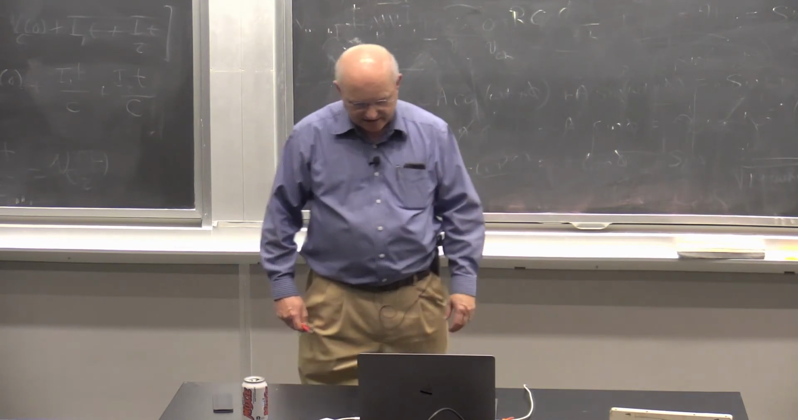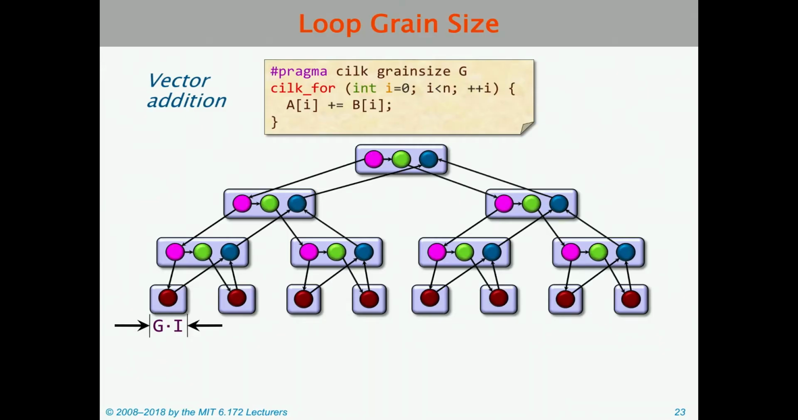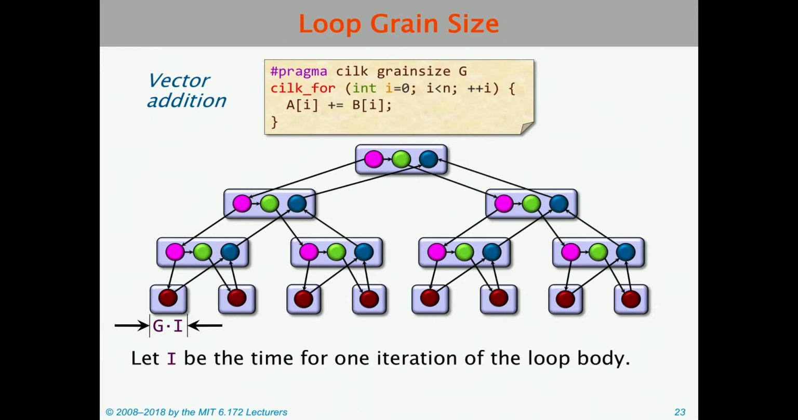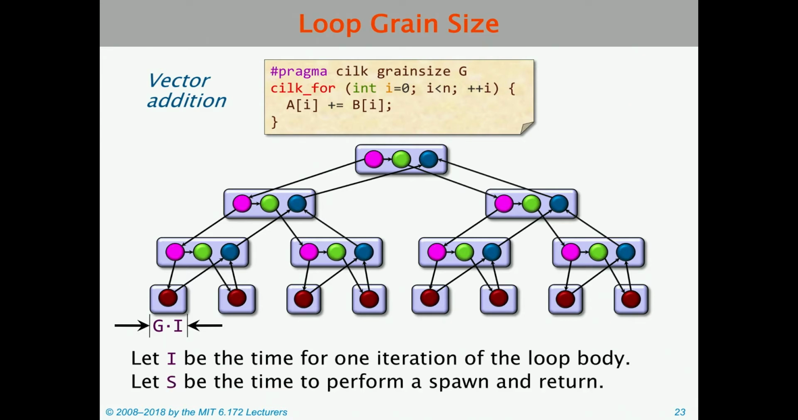So let's analyze this a little bit. Let's let I be the time for one iteration of the loop body. Okay, so this is I for iteration, of this particular loop body. So basically, the cost of those three memory operations plus an add. Okay, and G is the grain size. Okay, and now let's take a look at another variable here, which is the time to perform a spawn and return. Okay, I'm going to call it S, for spawn and return. This is basically the overhead for spawning.